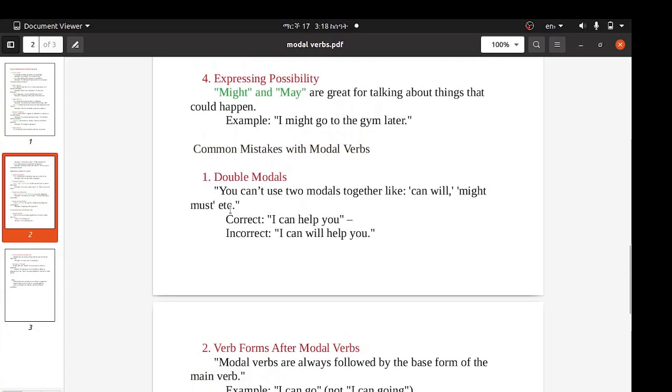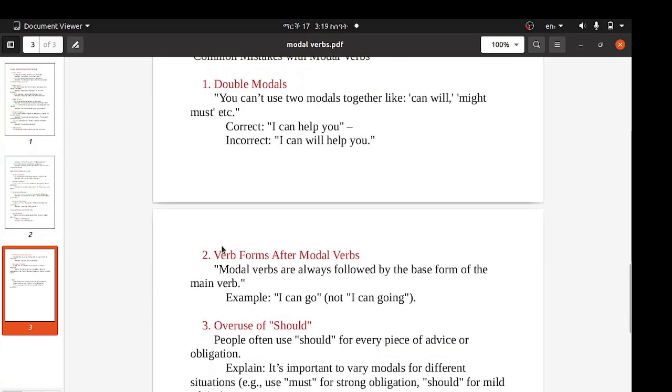The last one is common mistakes with modal verbs. When we use modal verbs, many people use them in wrong ways. For example, double modals. You can't use 2 modals together like can, will, might, must. We cannot use them like this. For example, this is correct: I can help you. But I can, will help you. Can and will are both modal verbs, but this is wrong. We cannot use double modal verbs in one sentence.